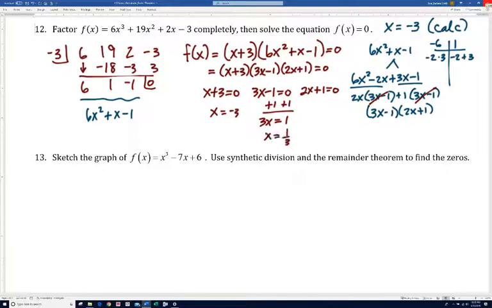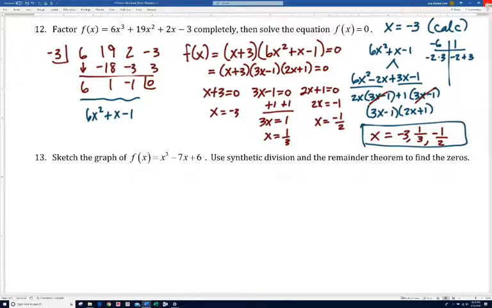So we're going to get 1/3. And then here we're going to want to subtract 1 on both sides and divide by 2, so you get -1/2. So those are our zeros, -3, 1/3, and -1/2.